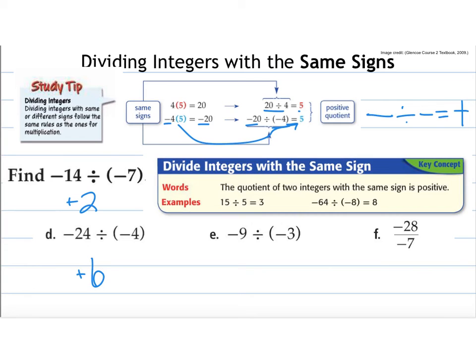I'm adding the positive sign on there just for a reminder. Usually we wouldn't write that on there. Negative 9 divided by a negative 3. Well, 9 divided by 3 is 3, and a negative divided by a negative is a positive. Negative 28 divided by negative 7 would be a positive 4. Study tip here. Dividing integers with the same or different signs, follow the same rules as the ones for multiplication.